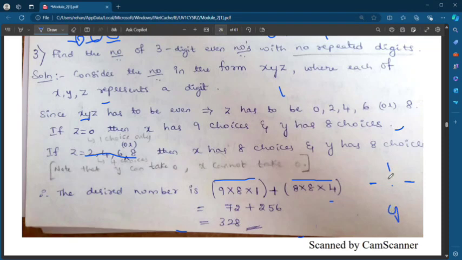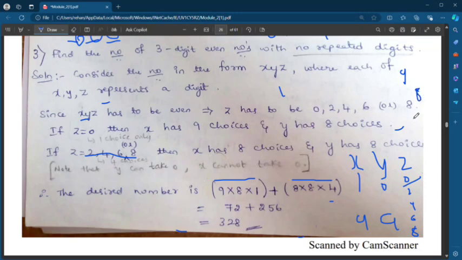Once again, I'll explain it properly. For x, I should write only from 1 to 9. For y, I can write from 0 to 9. And z I can write in 5 ways: 0, 2, 4, 6, 8. Now when I take z as 0, here obviously I cannot use 0, so x can be written in 9 ways, and y will become 8 now.